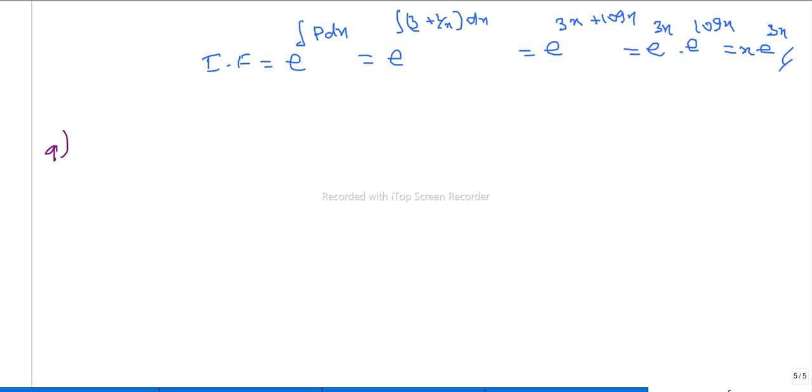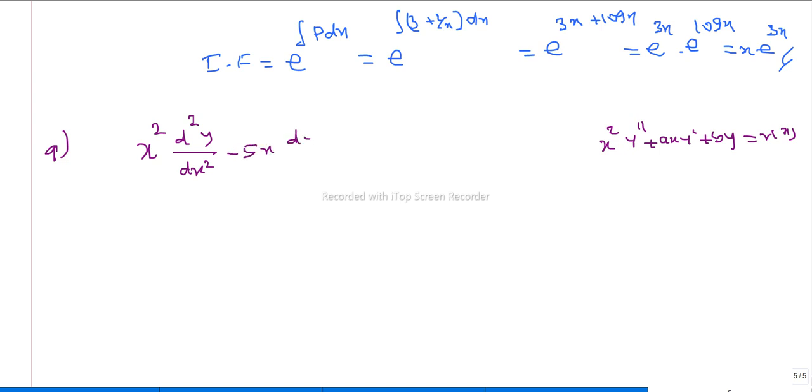Ninth problem. What is the general solution of this equation? This Euler-Cauchy equation is very important. What is the general form of the Euler-Cauchy equation? x square y double dash plus a x y dash plus b y equal to some function of x. You have to substitute x equal to e power t, and finally substitute t equal to log x, and you will get the solution. If you substitute that, it reduces to a constant coefficient differential equation. So x square d square y by dx square minus 5x dy by dx plus 9y equal to 0. What is the general solution?